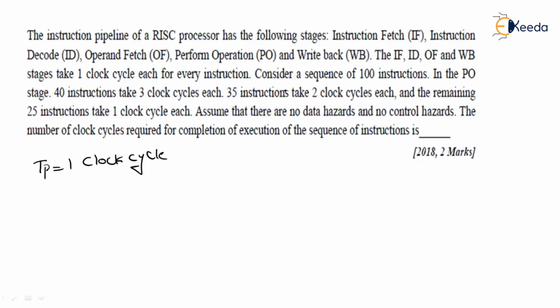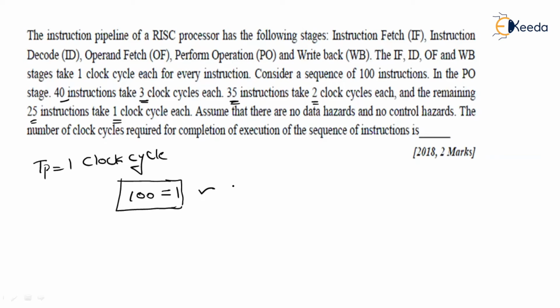Consider a sequence of 100 instructions in which, in the pivot stage, 40 instructions take 3 clock cycles, 35 instructions take 2 clock cycles, and the remaining 25 instructions take 1 clock cycle. So all the 100 instructions will take 1 clock cycle each. These 40 instructions, 35 instructions, and the remaining 25 instructions commonly take 1 clock cycle, and the remaining instructions will take some additional clock cycles. So all the 100 instructions will take 1 clock cycle.